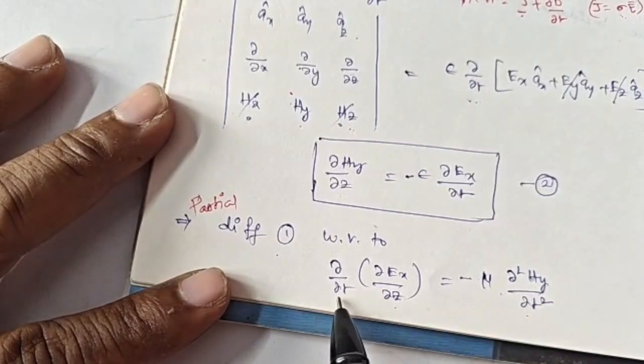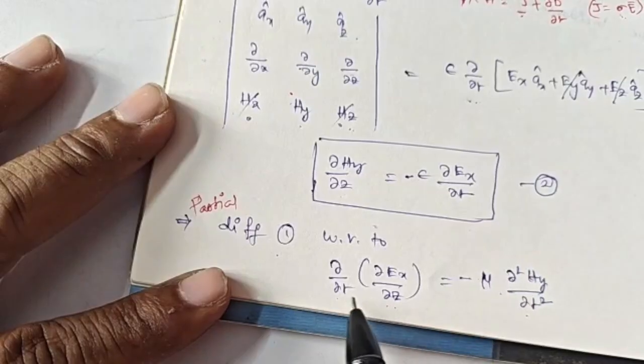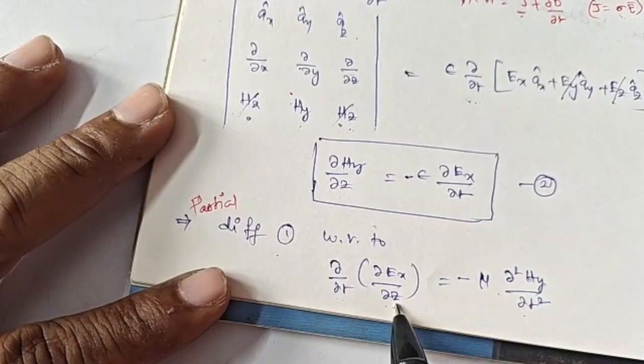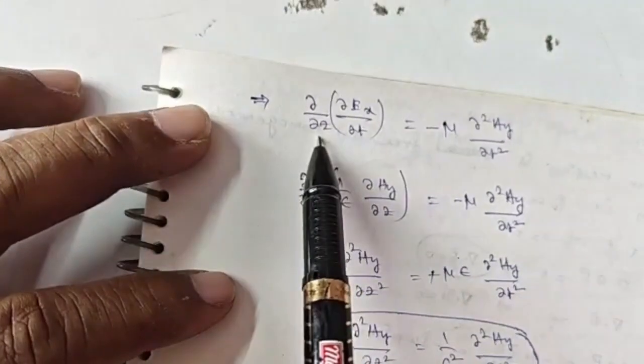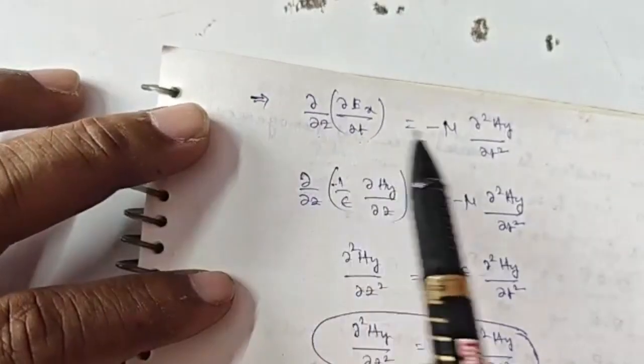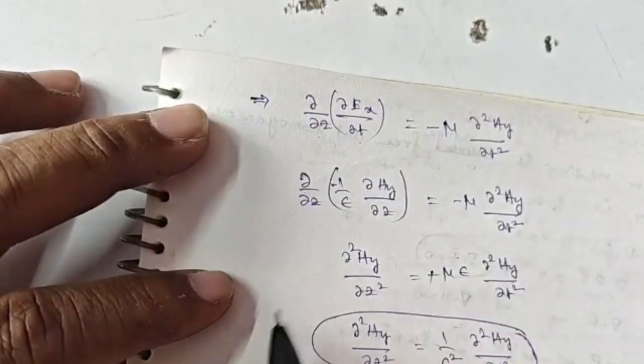See here, partial differentiation. That's why these two variables act as independent variables, so I can interchange these two. Right? We can interchange these two. Then we will get ∂/∂z of ∂Ex/∂t is equal to minus μ ∂²Hy/∂t².